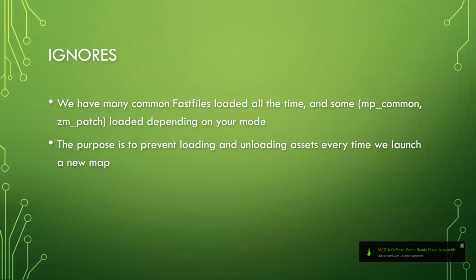Also, as a bonus side note, those MP common, ZM common, those are loaded in the front end. So as soon as you select multiplayer, we start loading that fast file. So unless you jump right to a match right away, if you play around with your create-a-class for a minute, then you'll get that speed boost even for the first map that loads.